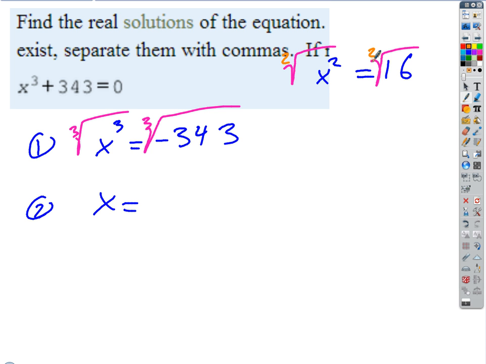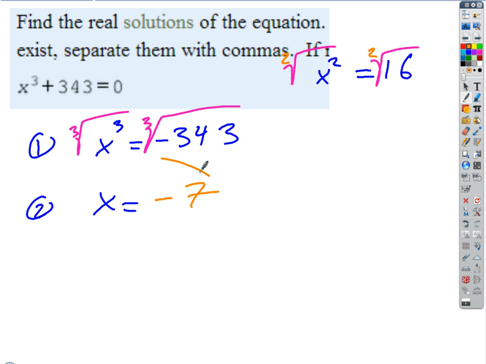Okay, for positive 343, it would be positive 7. For negative 343, it's just negative 7, isn't it? Because think about that. Negative 7 times negative 7 is positive 49. Times negative 7 again makes it negative, right? So it really does work to just take a negative number to an odd power and you get back a negative result, right? So this answer is just negative 7 only. Okay, make sense?